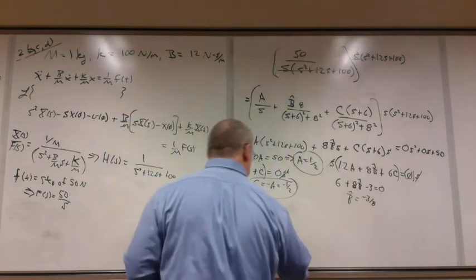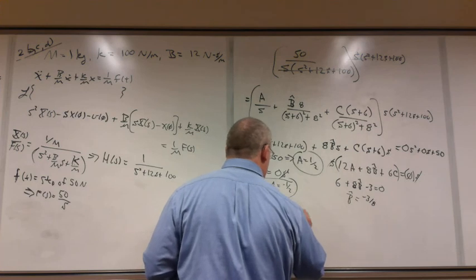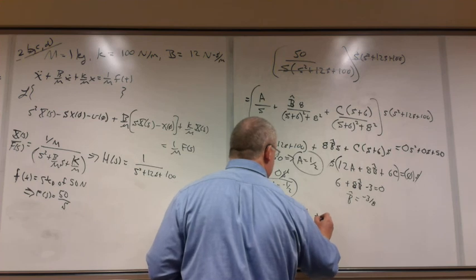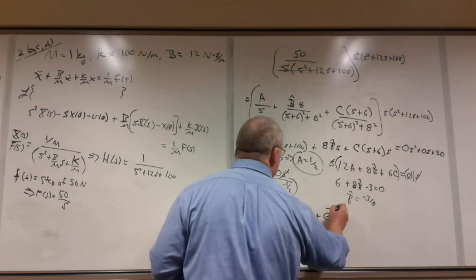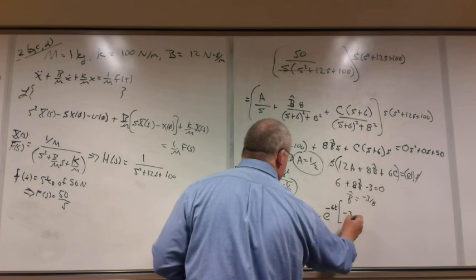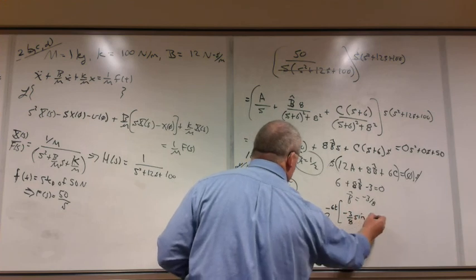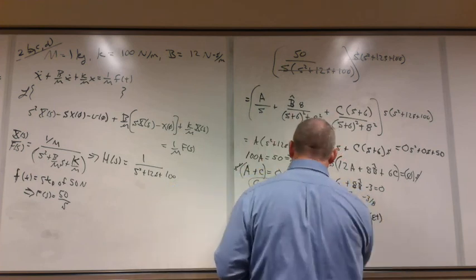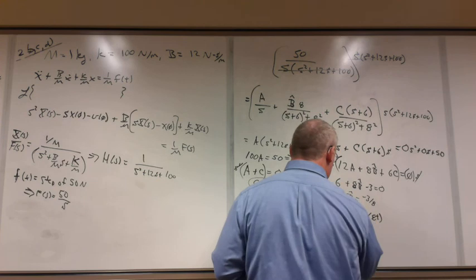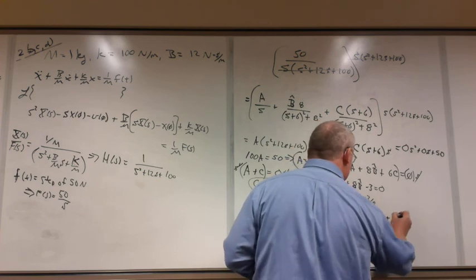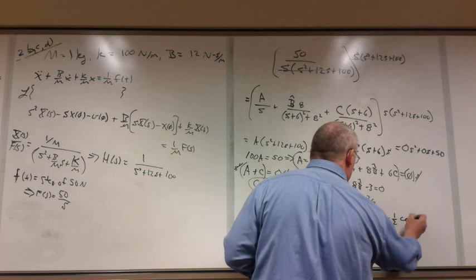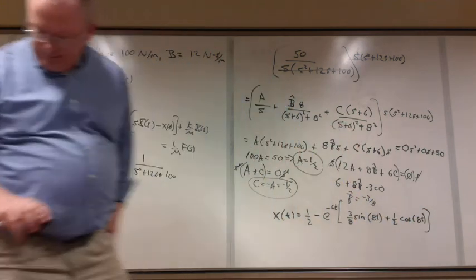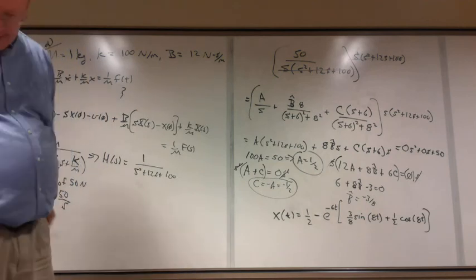And so our answer is going to be x of t is equal to 1/2 plus e to the minus 6t times minus 3/8 sine of 8t. I guess I could do a minus on that, right? And that's going to make that a plus. Plus 1/2 cosine of 8t. Let's see if I got that right. Cool beans, we got it right.